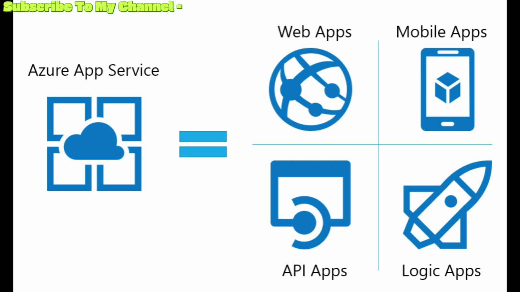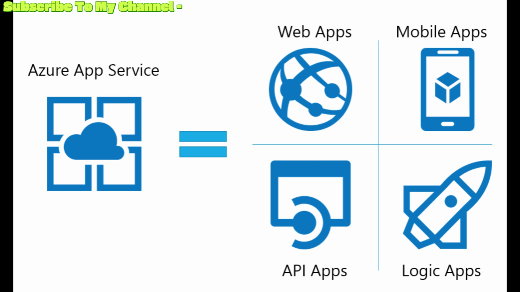Overview. Azure App Service is a fully managed platform as a service, PaaS, for building, deploying, and scaling web apps, REST APIs, and mobile backends. It abstracts infrastructure management, allowing developers to focus on code. It supports multiple languages and frameworks, including .NET, Java, Python, PHP, Node.js, and Ruby.